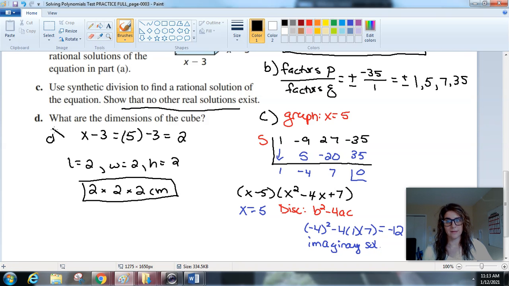But the important thing in this is, yes, you're going to get 5 from the graph. You'd be able to find your sides right away. But the important thing is part C, being able to prove that there are no other real solutions out there, and use that discriminant, use your synthetic division to help prove that.